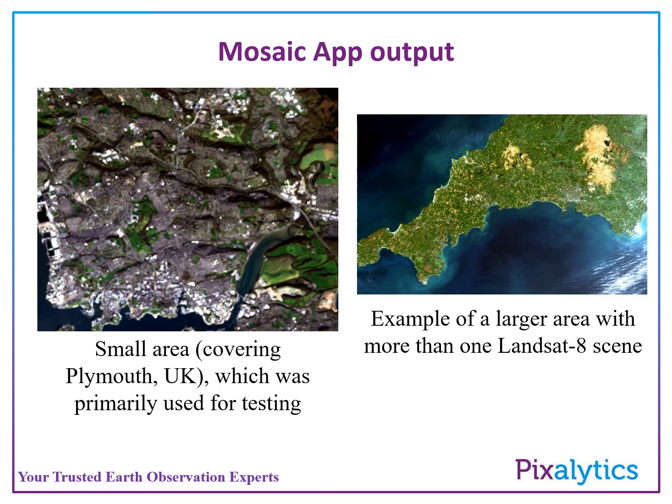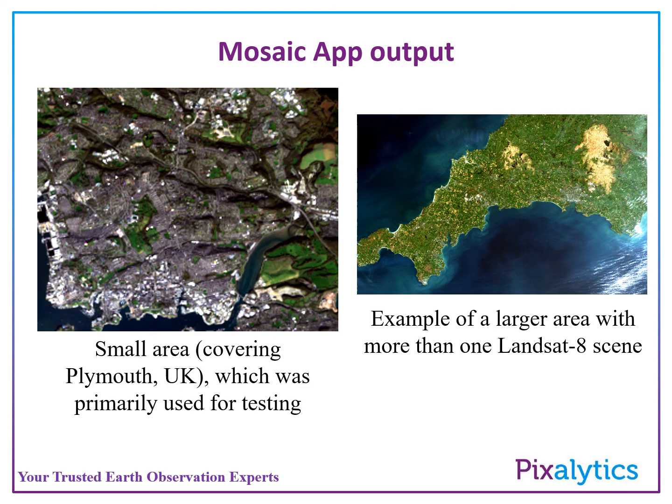So the result of this is on the left for what we were doing primarily in this pilot, which was just testing a very small area, in this case covering Plymouth in the UK, which is where Pixalytics is based. And we used a small area for the pilot testing because every time we were running the container remotely, it needed to download the Landsat 8 data from the Amazon S3 bucket.